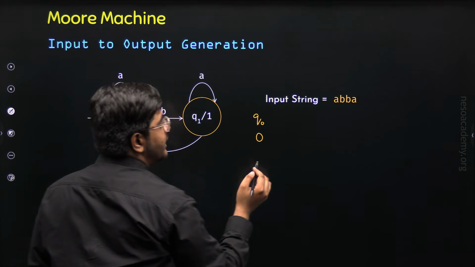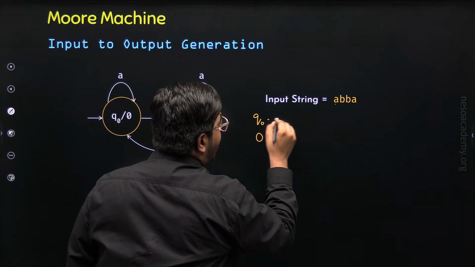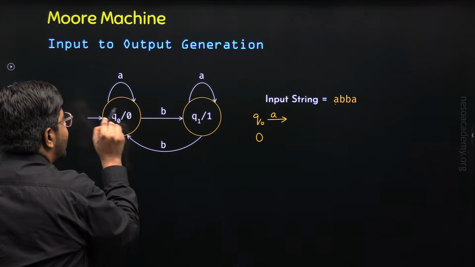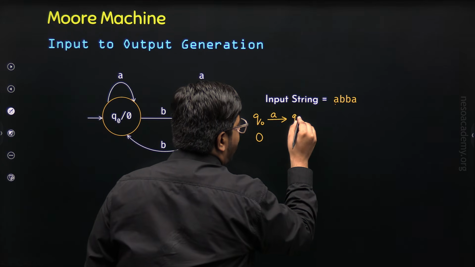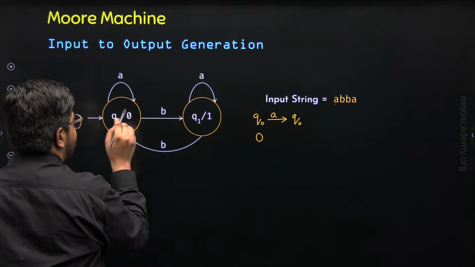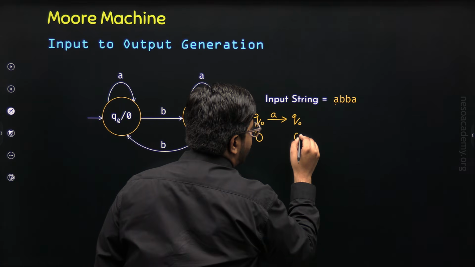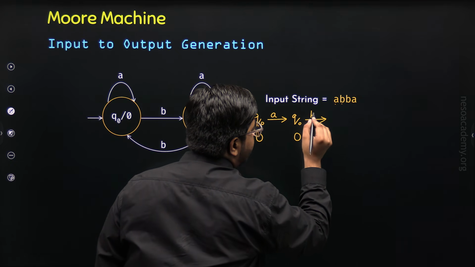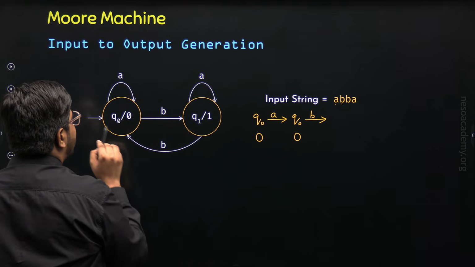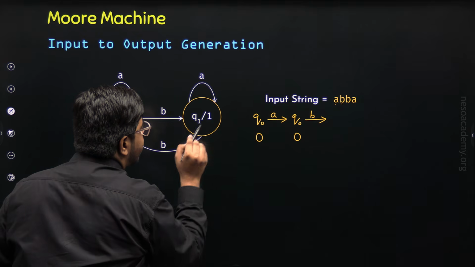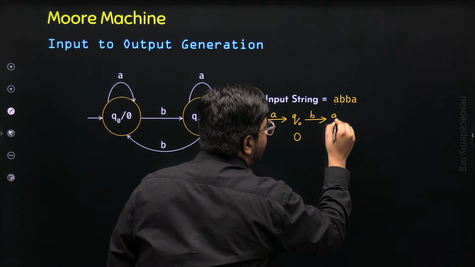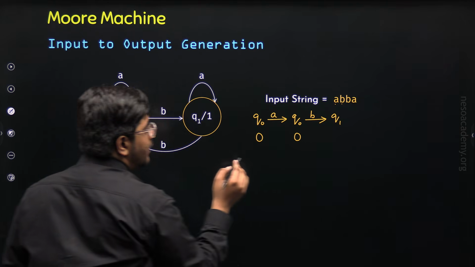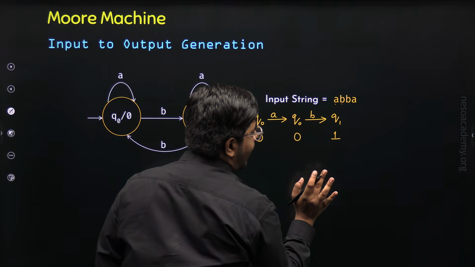Now we will talk about the first input symbol, which is A. Q0 on A will give us Q0. So the next state is Q0, and as you can see, Q0 is associated with 0. So here we will write the output 0. Now the next input symbol is B. Q0 on getting input symbol B, the next state is Q1. So here we will write Q1, and as you can see, Q1 is associated with the output 1. So here we will write 1 as the output symbol.